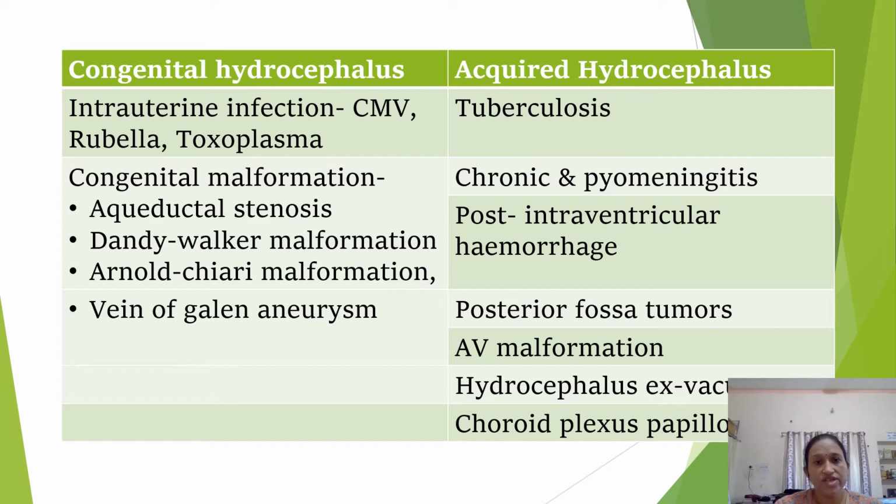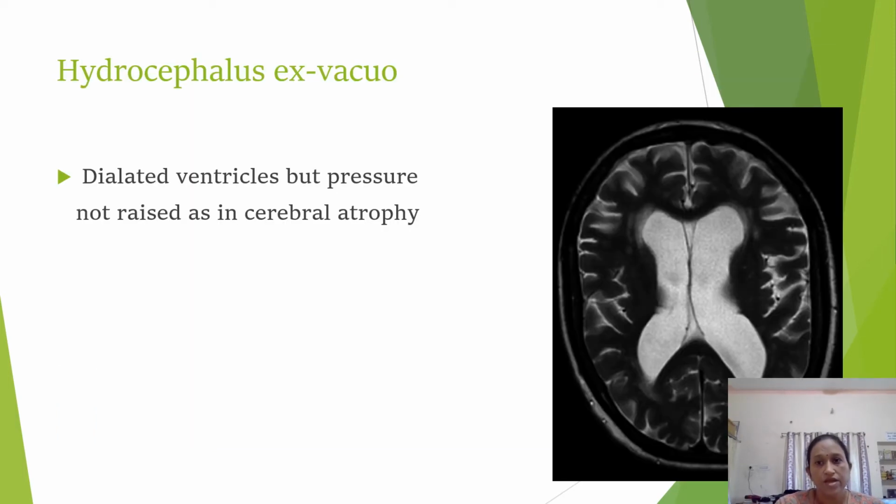Hydrocephalus ex vacuo is a condition which I am going to tell you in the later slides, in which actually it is a misnomer. There is no increase in intracranial tension, but ventricles are dilated. Now this slide shows you the hydrocephalus ex vacuo. That means dilatation of ventricles is there, but that is because of atrophy of the parenchyma of the brain.